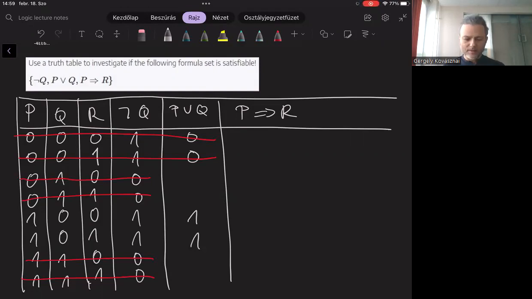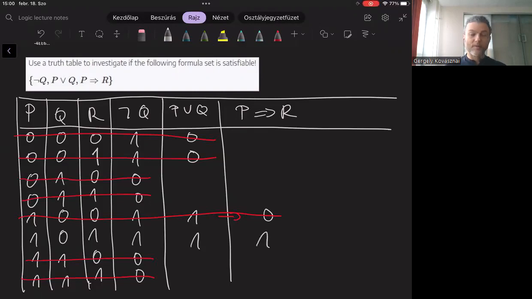Okay, so for the third formula, we can only focus on the remaining 2 interpretations. Let's see the first one, I mean, this one. In this case, P is 1, R is 0. So 1 implies 0 is always 0. We are not interested in this interpretation anymore. So let's check out the very last remaining interpretation where P is 1, R is 1.